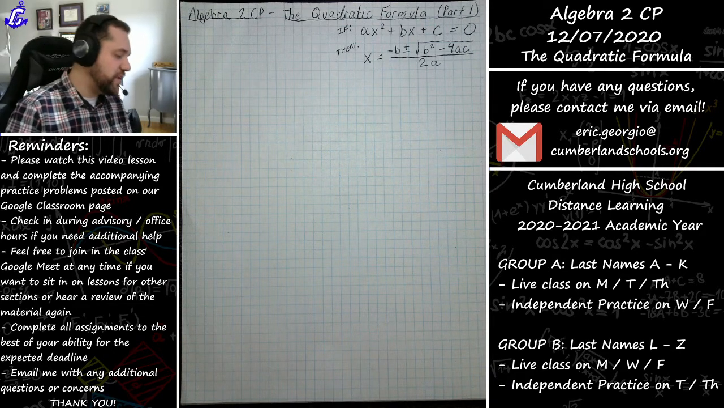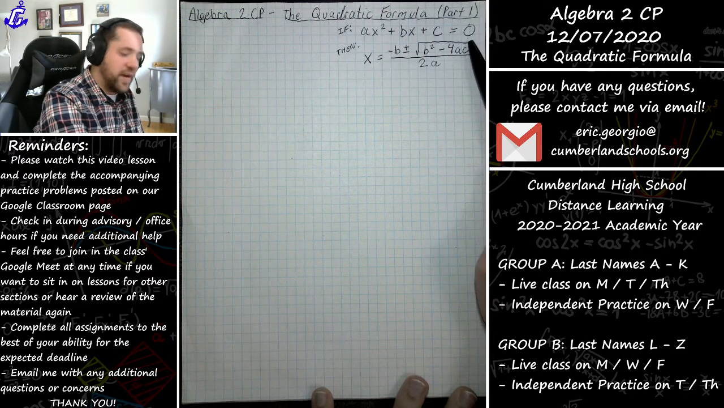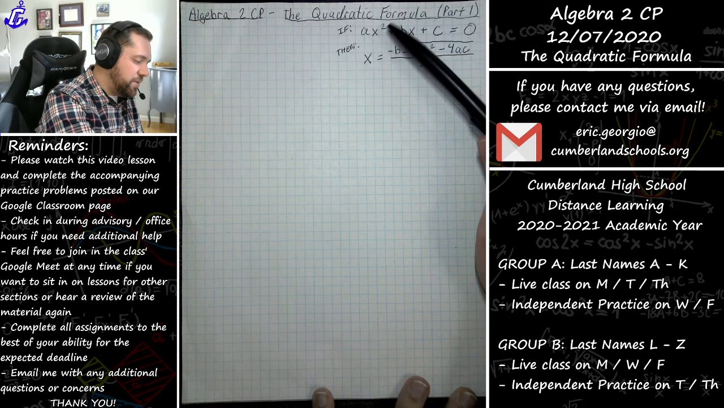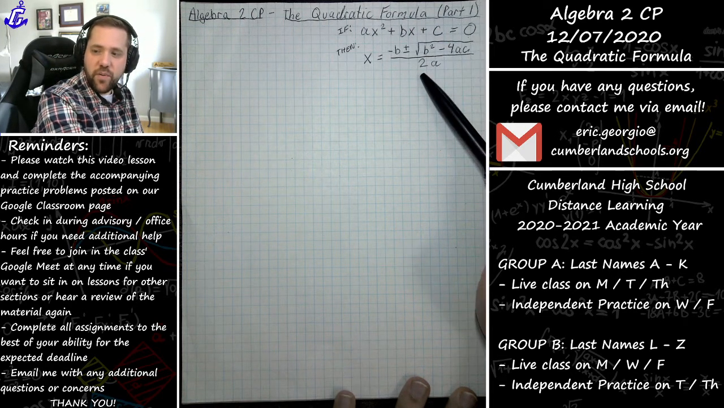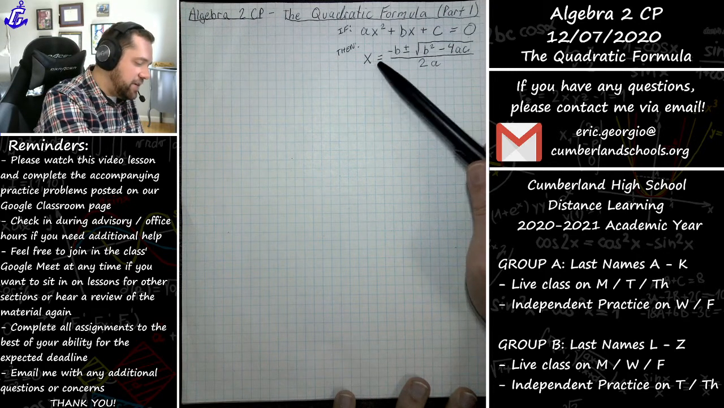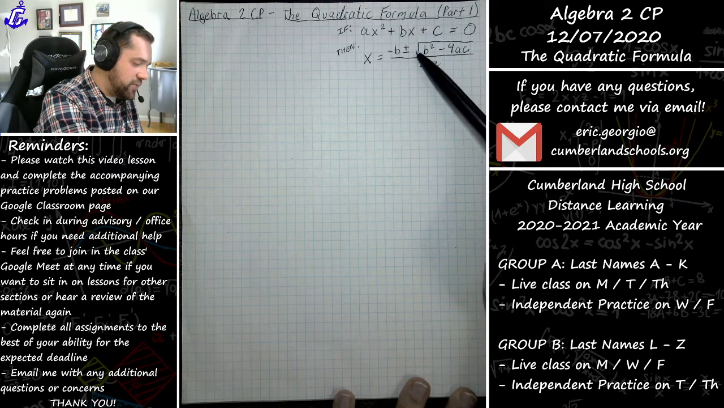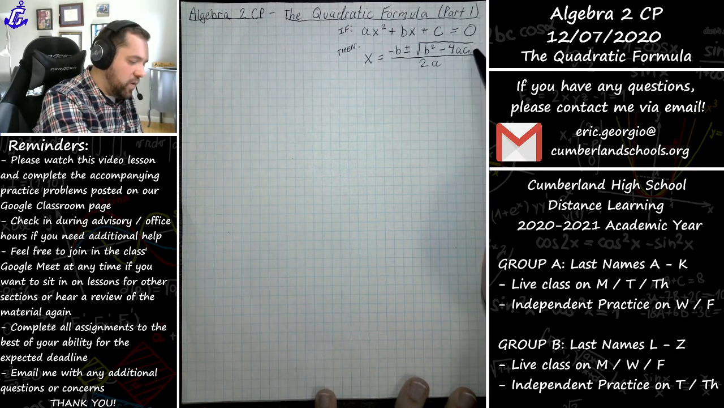Very quickly, though, to recap the quadratic formula. The quadratic formula states that if you have a quadratic equation in standard form, meaning that it's written as ax squared plus bx plus c is equal to 0, then you can use your quadratic formula to say x equals negative b, or the opposite of b, plus or minus the square root of b squared minus 4ac all over 2a.